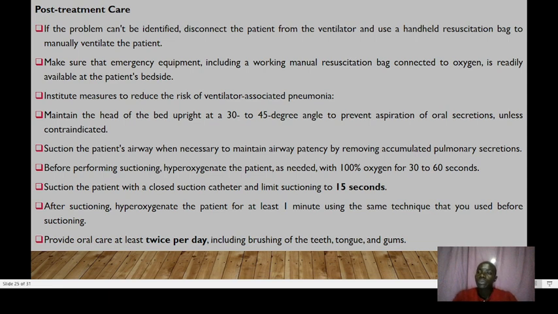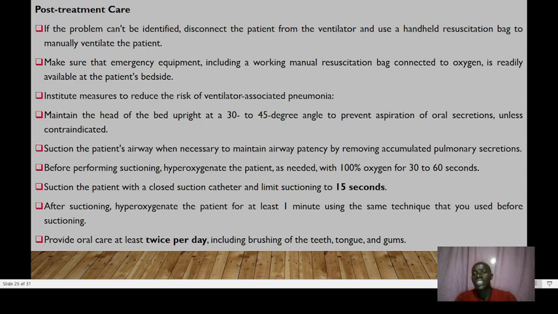What about after the procedure? So if the problem can't be identified, you disconnect the patient from the ventilator and use a handheld resuscitation bag to manually ventilate the patient. Then you make sure that the emergency equipment, including a working manual resuscitation bag connected to oxygen, is readily available at the patient bedside. You institute measures to reduce the risk for ventilator-associated pneumonia.